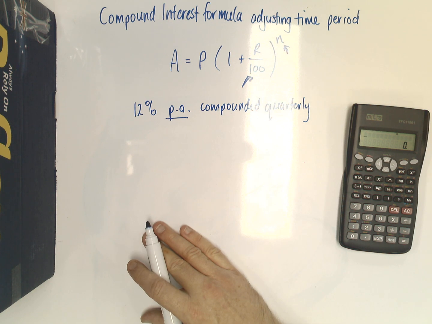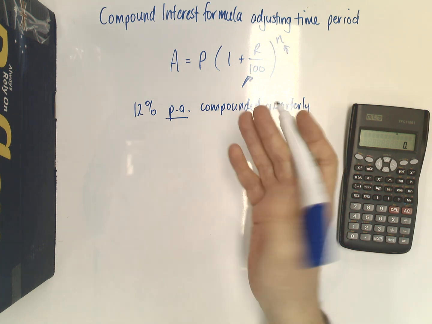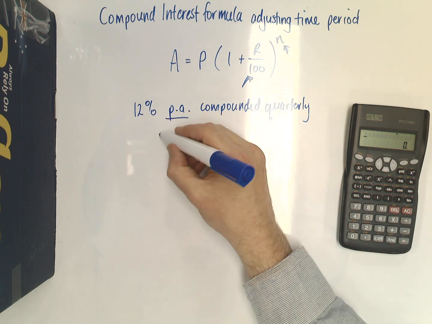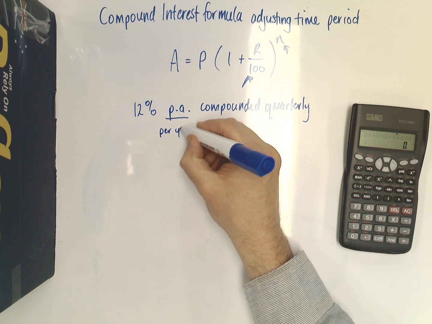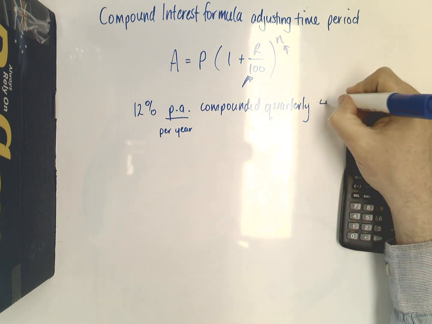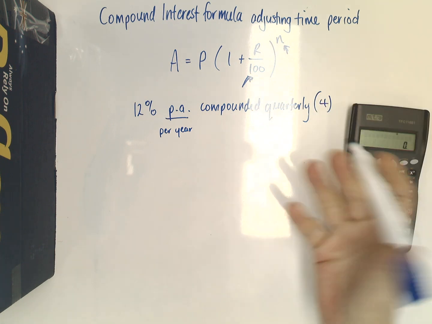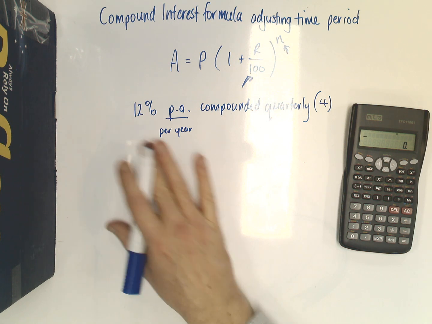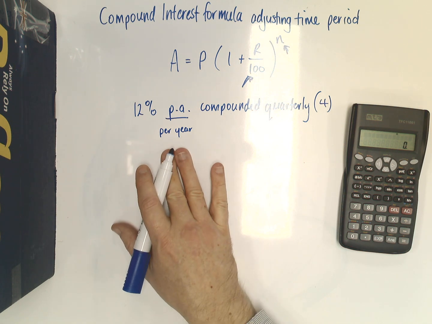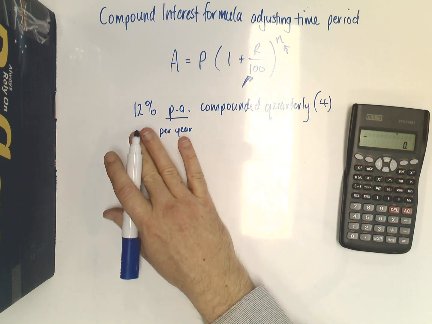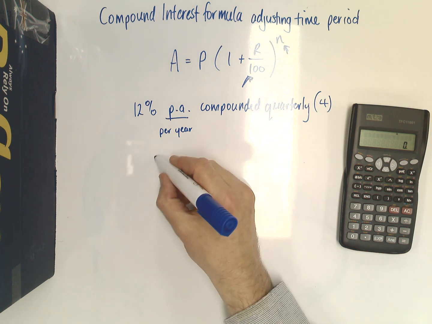So we look at this particular question. We've got this particular scenario, we've got 12% per annum. Now, this, of course, means per year, and we are going to be compounding that quarterly, which means that we're going to be doing it 4 times every year. So this is an interest rate for a full year. It's not an interest rate for a quarter of a year. And so the first thing we need to do, of course, is adjust our rate in this particular question.